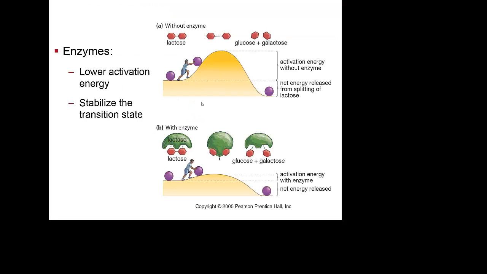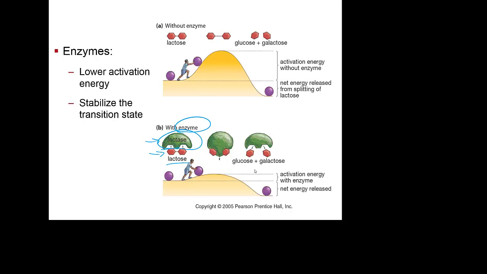Enzymes' primary role is to lower activation energy or to stabilize some sort of transition state. In my picture here, I'm showing you how we can break down lactose with lactase. This is a reaction we have now talked about several times. And by using lactase, that enzyme, breaking down this sugar, lactose, is easier because of that enzyme.